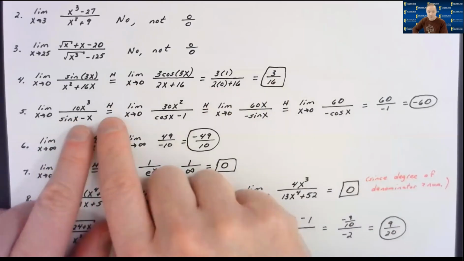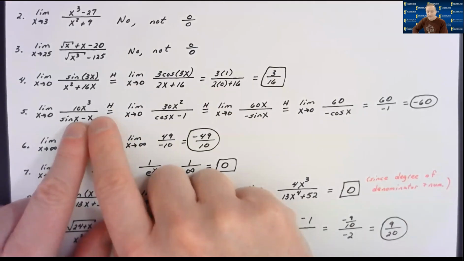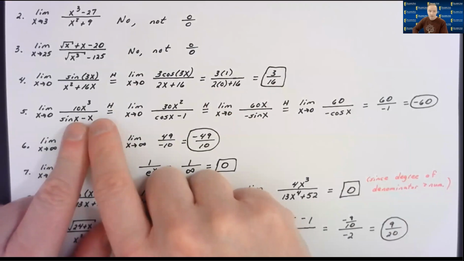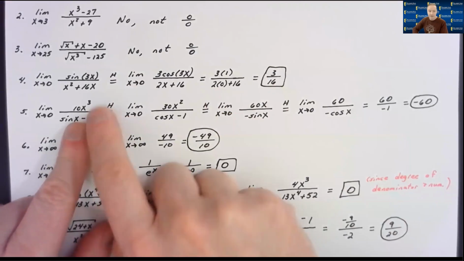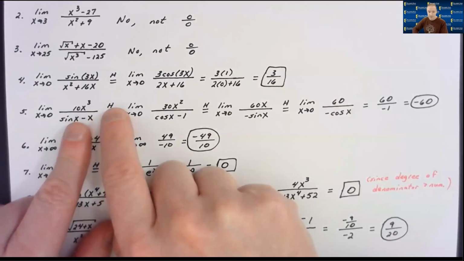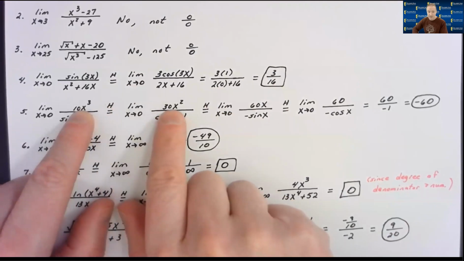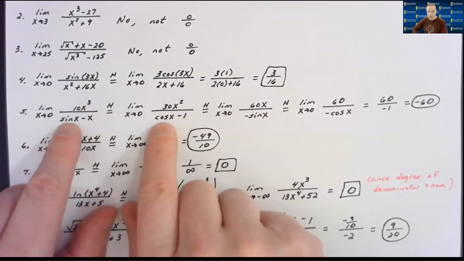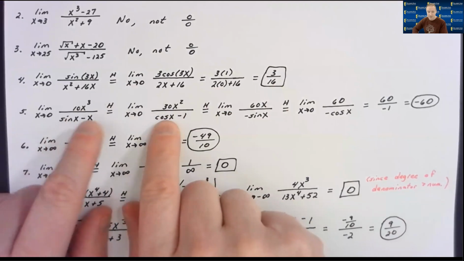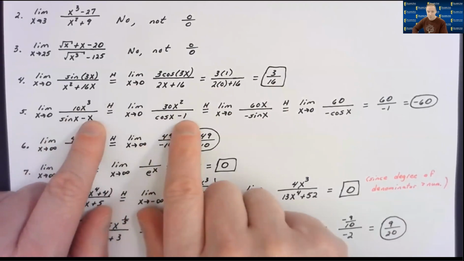For my next question, number 5, we have the limit as x approaches 0 of 10x cubed over the sine of x minus x. So of course, this is again 0 over 0. I use L'Hopital. In my numerator, I just use the power rule, and I can say, well, that's going to give me 30x to the second. My denominator, the derivative of the sine of x is the cosine of x. Derivative of x is 1.